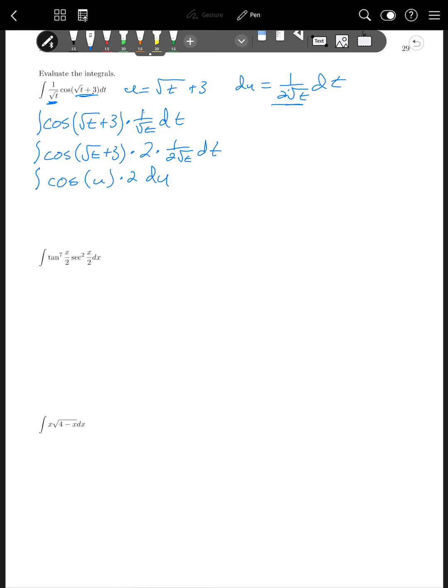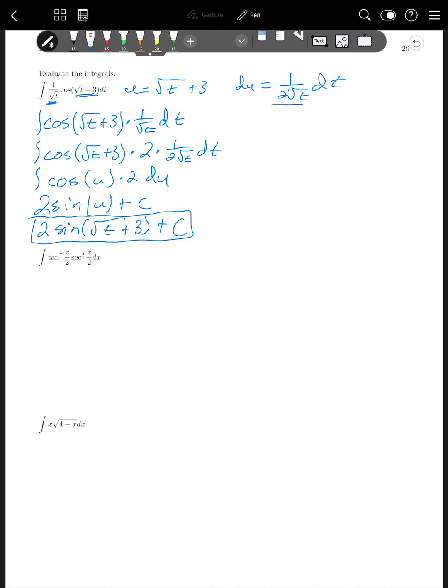And so now we know how to do this antiderivative. So the antiderivative of cosine of u is just sine u plus c, and the 2 just comes out in front, right, because it's a constant multiple. And now we can substitute u back in. So this is 2 sine of the square root of t plus 3 plus c is our indefinite integral. Okay, and so that's the idea.